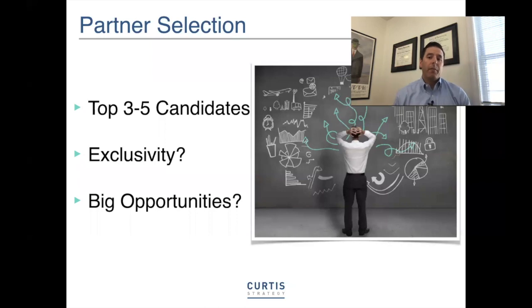Next, in moving from that matrix, that grid, into identifying potential partners, it's really about narrowing it down to a list of 3 to 5 potential candidates that you want to approach. And as you approach them, you want to be aware of one thing, and that's exclusivity. What I mean by that is, do you want to approach one at a time and see how those conversations go? Or do you want to approach all 3 to 5 and hope for the best, and maybe 1 or 2 opportunities come from those conversations?